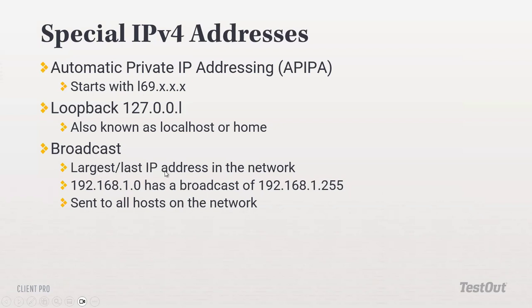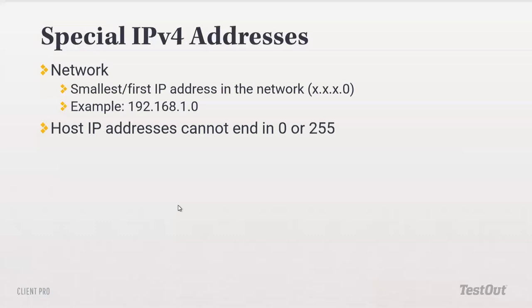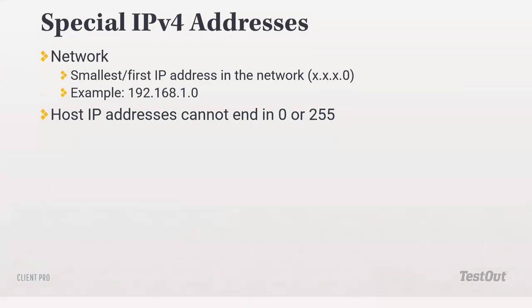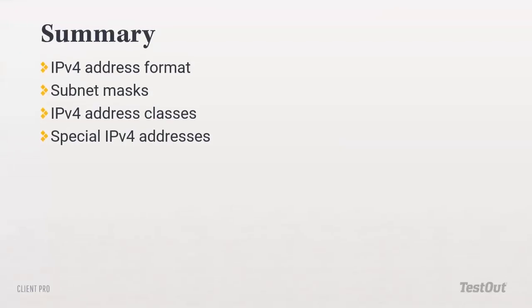And then the last IP address in the network oftentimes ends with 255. It doesn't have to, depending on the subnet mask. It sends to all hosts on that network. And then we have the network address, which in most cases ends with a 0. And as I said earlier, that's where the -2 comes in: host addresses cannot end in a 0 or a 255. It just can't happen that way.